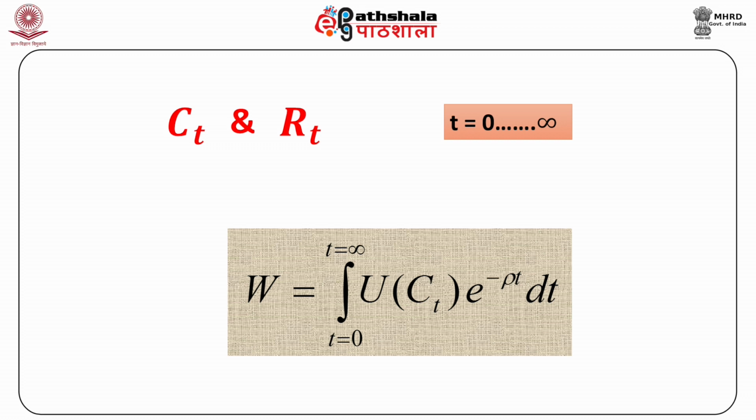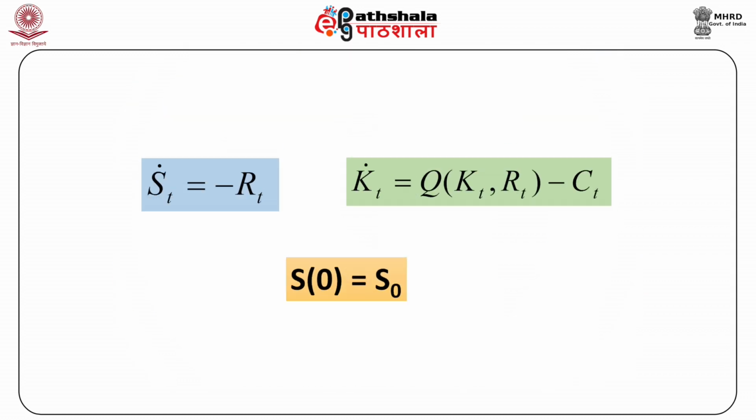The first two of the equations characterize static efficiency conditions, and the latter two are dynamic efficiency conditions that must be satisfied for the optimal solution. Subject to S dot t equals minus R_t, and K dot t equals Q_t, which is Q of K_t and R_t, minus C_t. S_0 is equal to S naught, fixed.